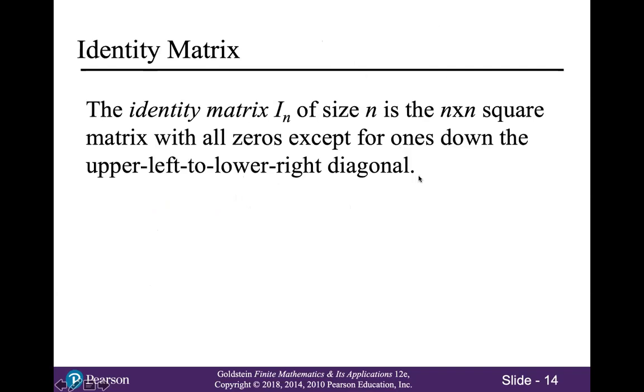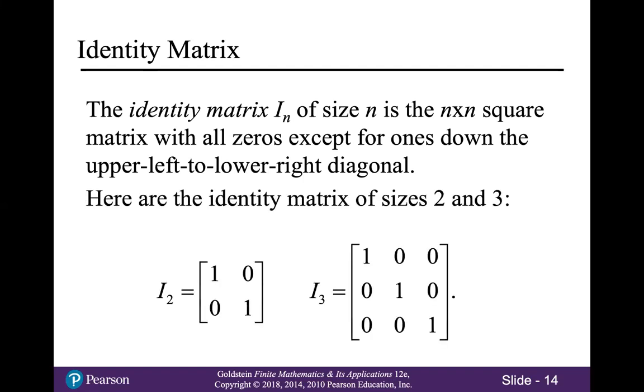Okay. All right, that brings us to the identity matrix. The identity matrix I sub n of size n is the n by n square matrix with all zeros except for ones down the upper left to lower right diagonal. So here are the identity matrices of sizes 2 and 3. I2 is this matrix 1, 0, 0, 1. I3 goes 1, 0, 0, 0, 1, 0, 0, 0, 1.